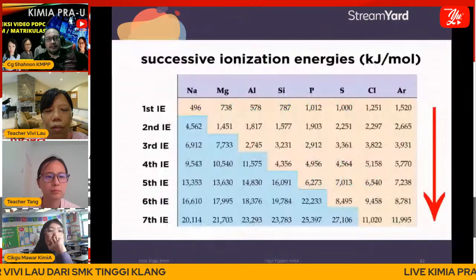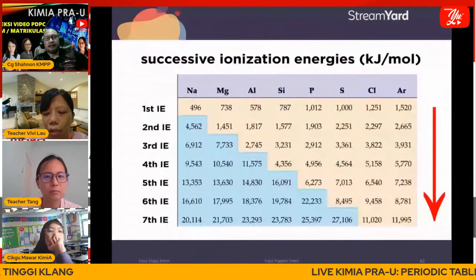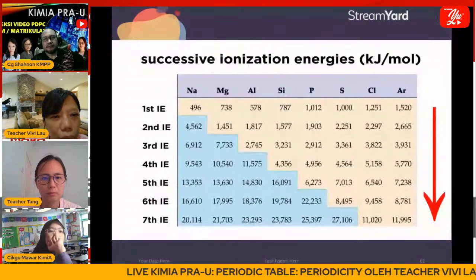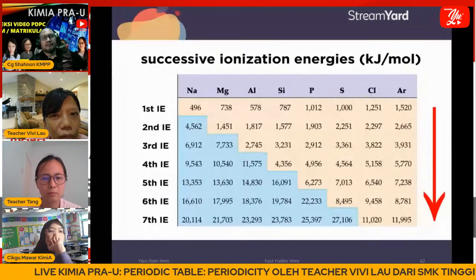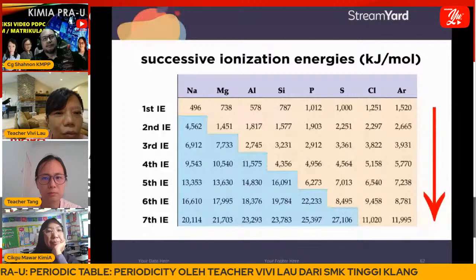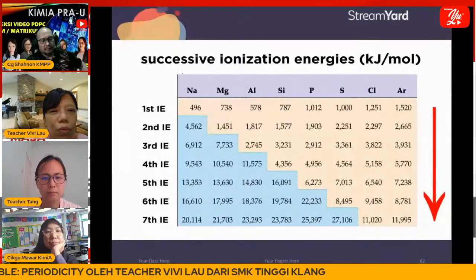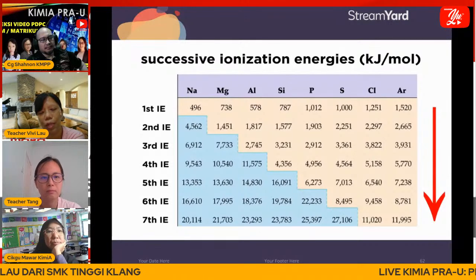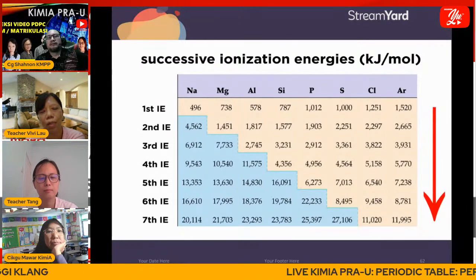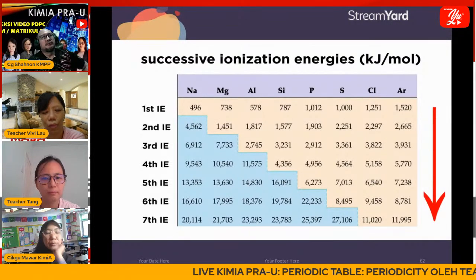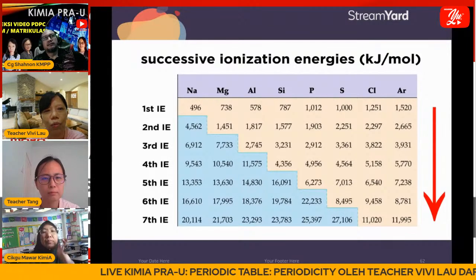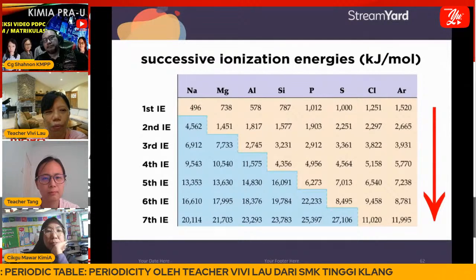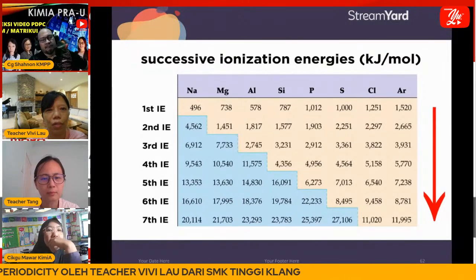Okay, so going down the group, the ionization energy. This one is the successive ionization energy. This is the table to show the successive ionization energy. So this one we will discuss how to predict the group number for the element. You can determine it from the successive ionization energy.